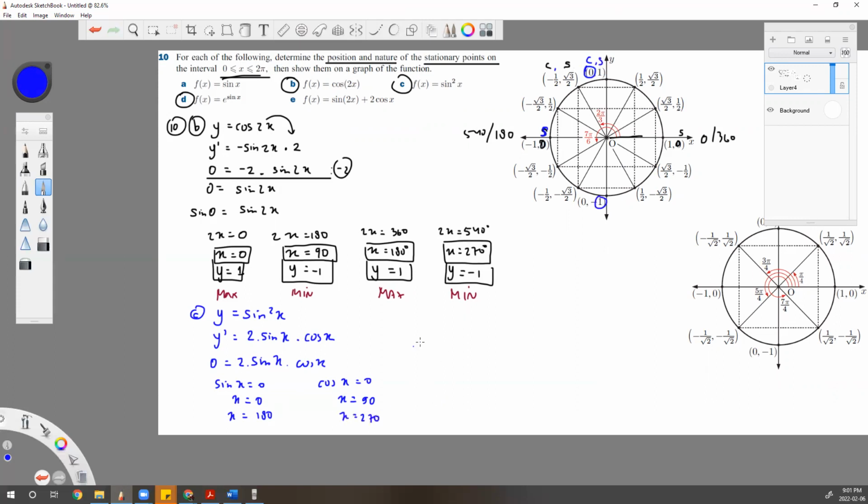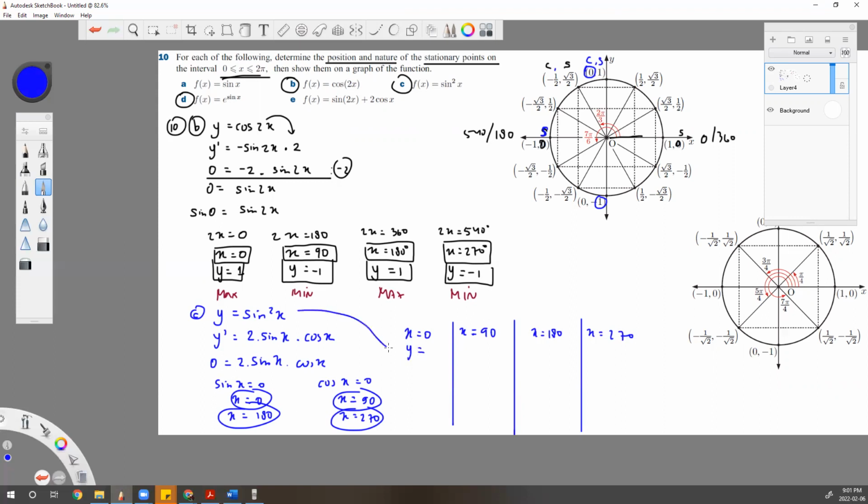So we have 0, 90, 180, and then 270. So y equals, insert 0, sine square 1, 1, sine square 180, 0, 1. If you want to prove with calculator, again, you can use calculator. And you can see 0, 1, 0, 1.